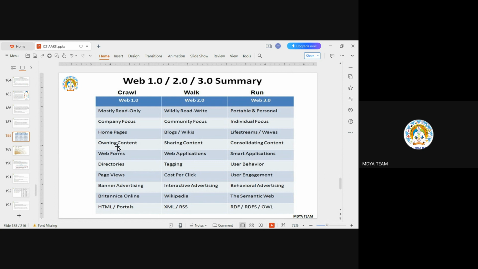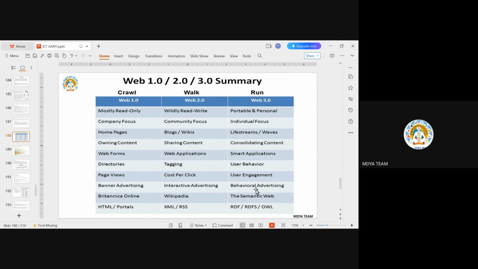It is on home pages. These are blogs, Wikipedias, live streams, waves, sharing content, owning content. You have just read these out. And now next, it is Britannica Online, it is Wikipedia, it is the semantic web. Who is the behaviorable web? That is Web 3.0. When sometimes a question asks who is the behaviorable web, that is Web 3.0.